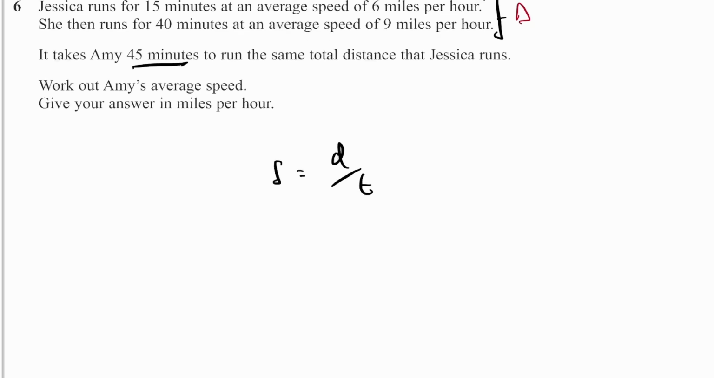So she runs for 15 minutes at an average speed of 6 miles per hour. So again, if we rearrange this formula, we should get distance is equal to speed multiplied by time. So if we multiply speed by her time, we should get the distance. So 6 miles per hour multiplied by 15 minutes.